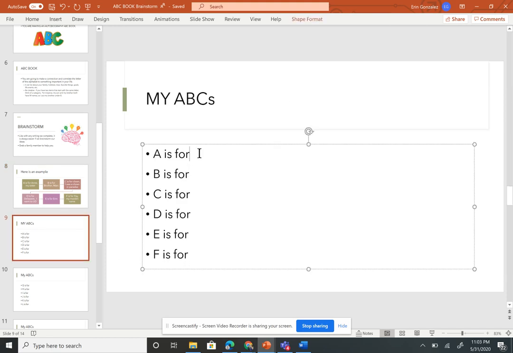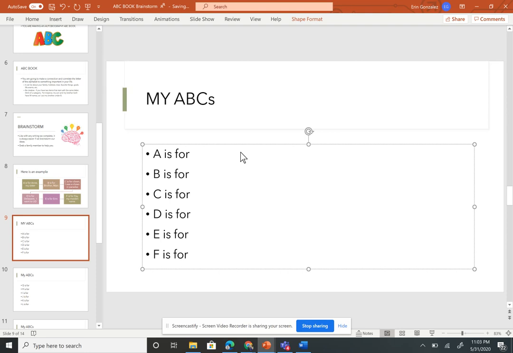So all I ask for you to do is say "A is for," and then tell me something in your life that A stands for. Now, I don't want you just to think of the first A thing that comes to your head. I don't want you to say A is for apple. Well, A is going to be for apple if you love apples and they are your favorite fruit.